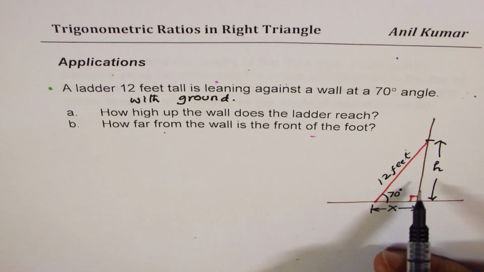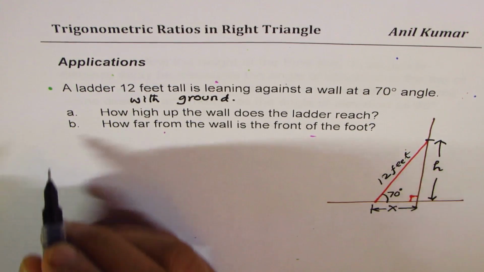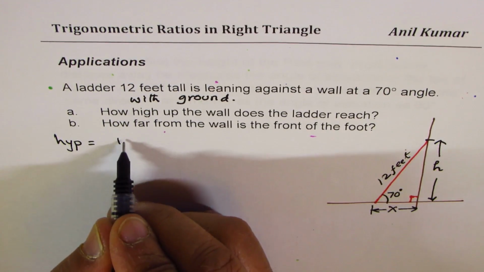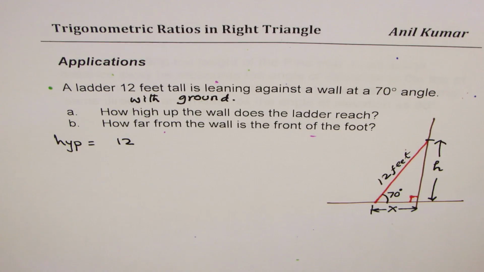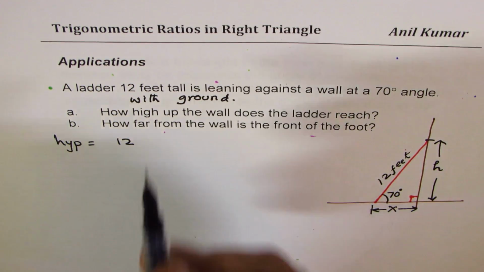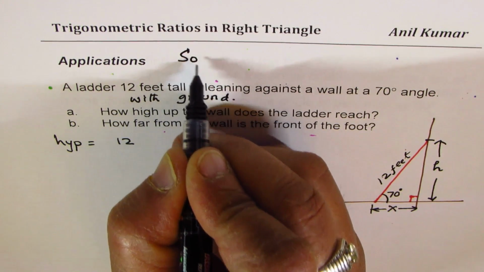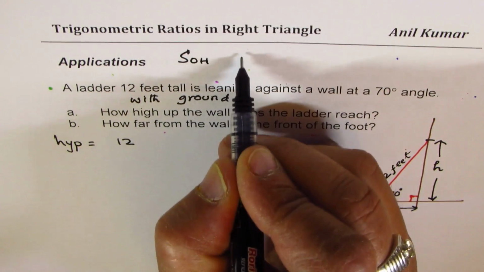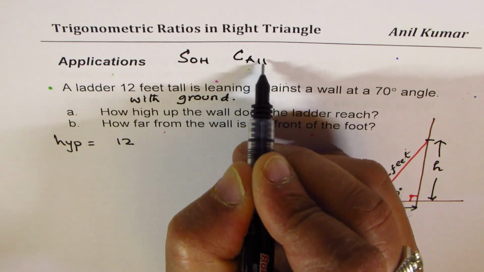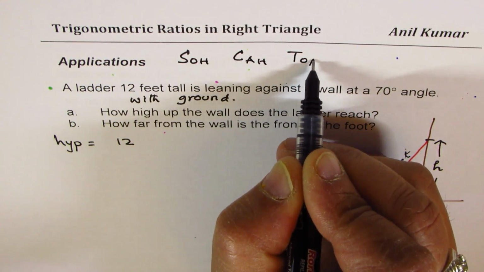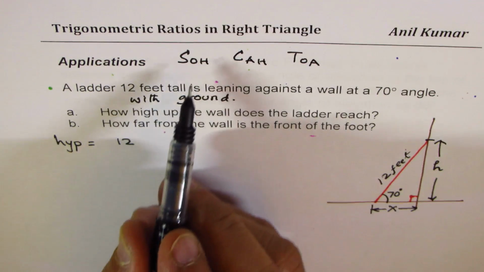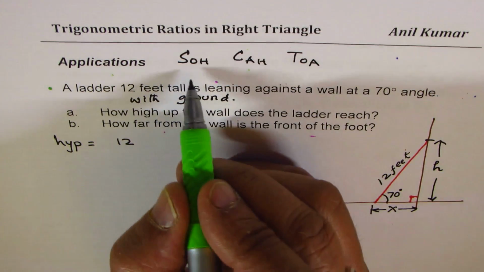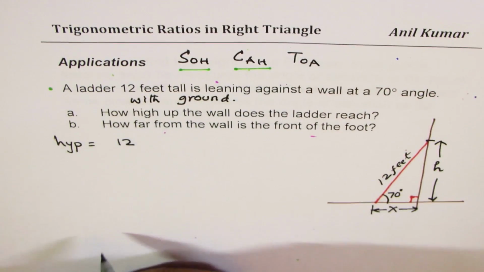Okay. Now in this particular case, what is given to us? We are given the hypotenuse. Do you see that? Which is 12. Now the ratios which we learned are, I'm always repeating this, very important: sine is opposite over hypotenuse, cosine is adjacent over hypotenuse, tan is opposite over adjacent. Since the hypotenuse is given to us, we'll actually use sine or cosine.